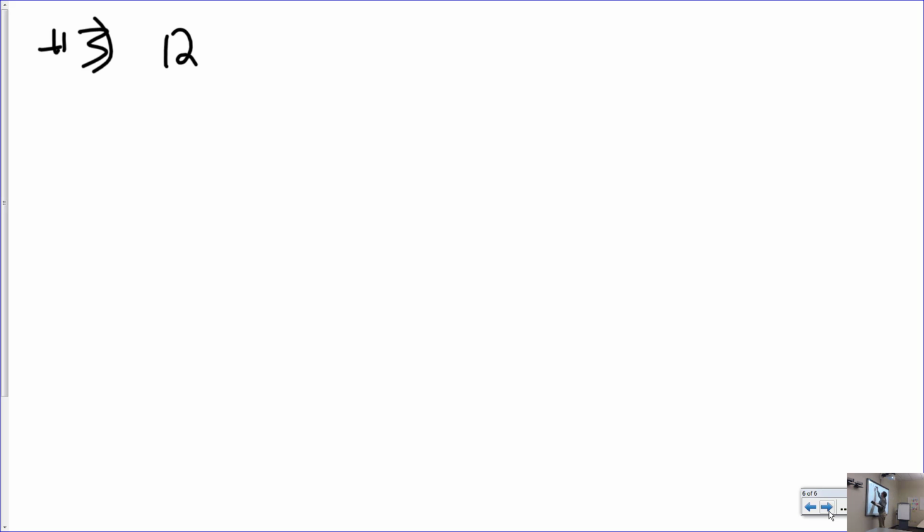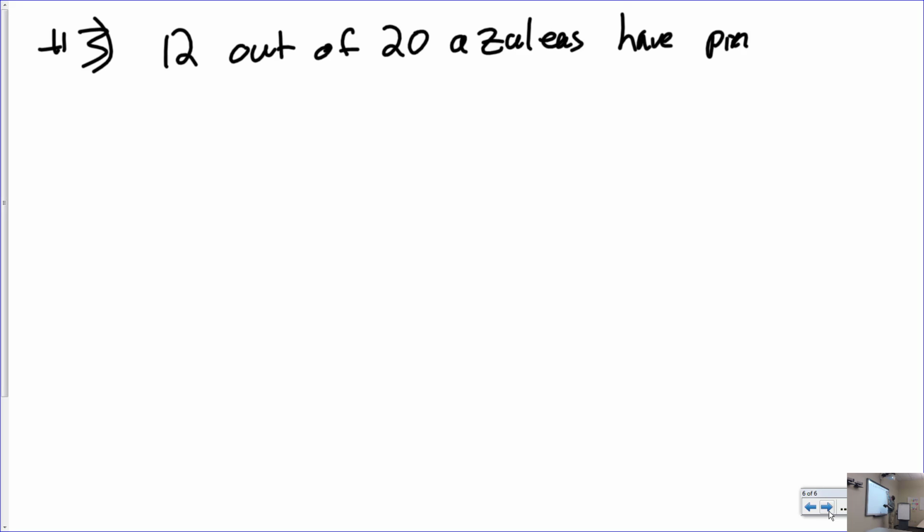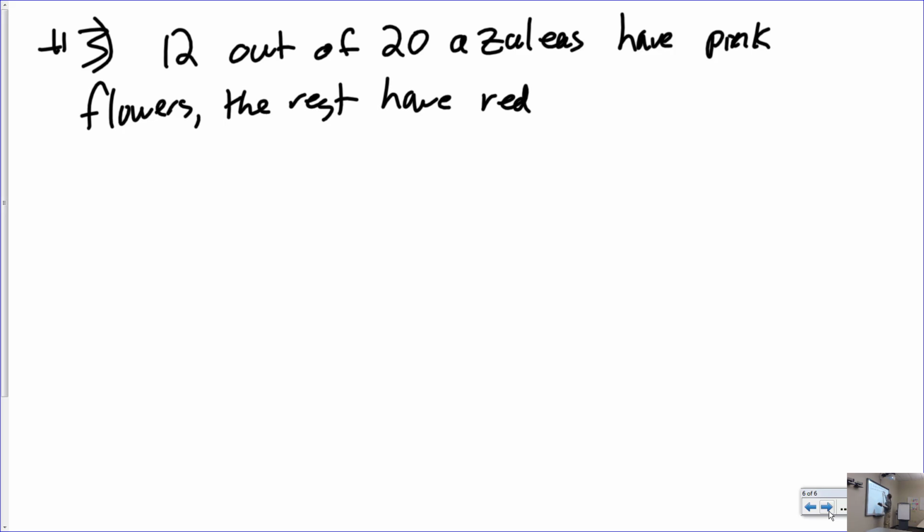Okay, so 12 out of 20 azaleas have pink flowers. The rest have red flowers. The problem, of course, is that you didn't mark which ones were which when you planted them. So since the flowers haven't bloomed, you're not sure which ones are pink and which ones are red. And so you're just going to sort of pick randomly to determine what you draw, right?